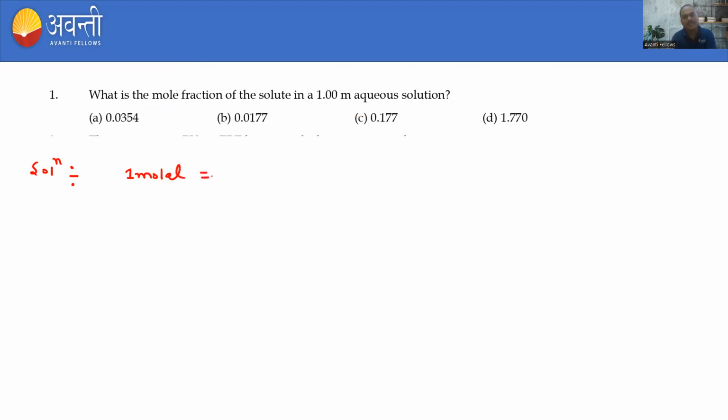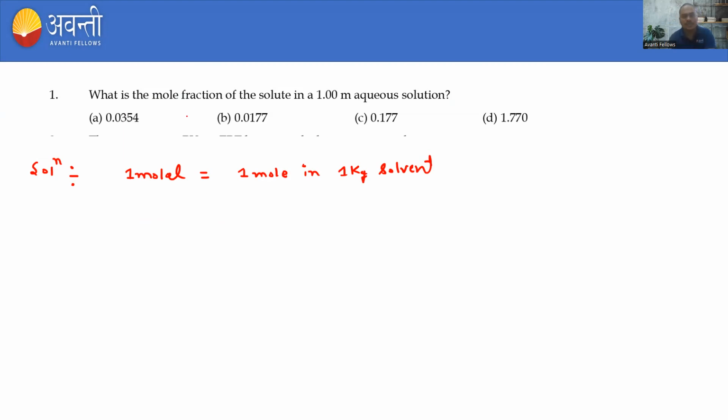1 molar basically means 1 mole dissolved in 1 kilogram of solvent. This is the basic meaning. Someone asked what is 1 molar. So 1 molar means 1 mole in 1 liter of the solution, and 1 molal means 1 mole in 1 kilogram of solvent, right? So let's calculate.